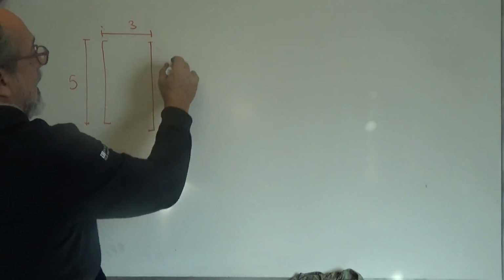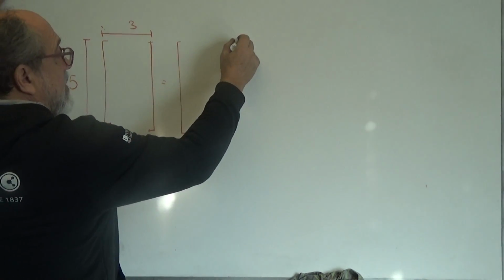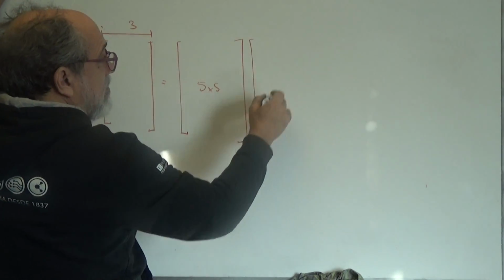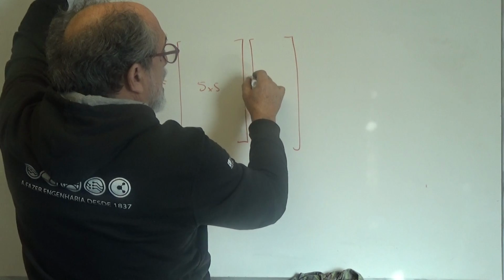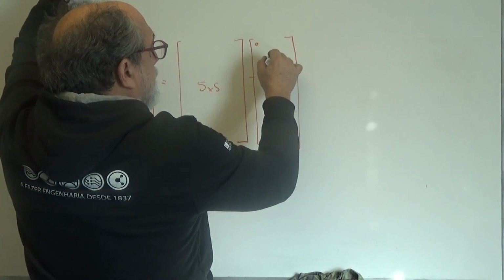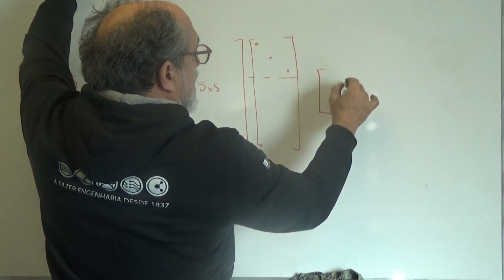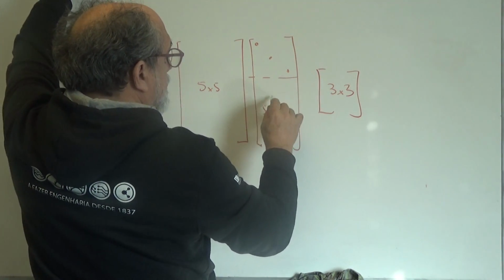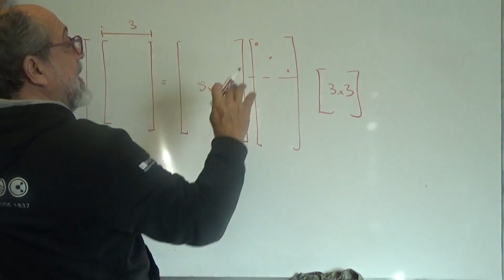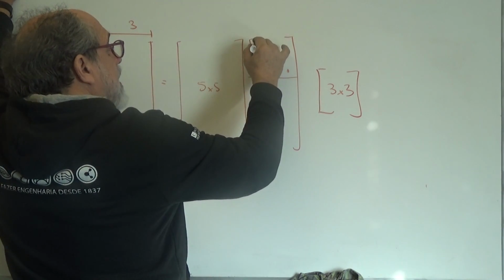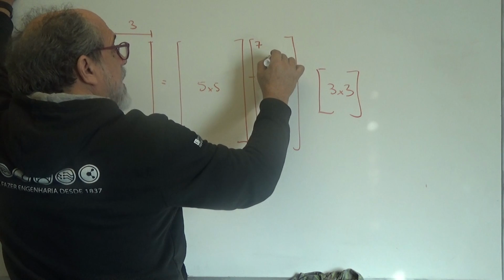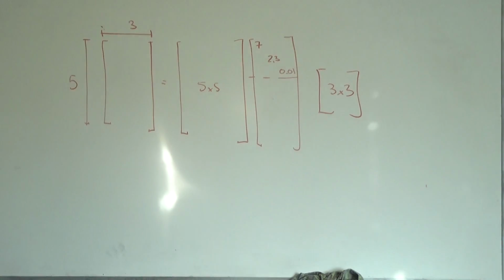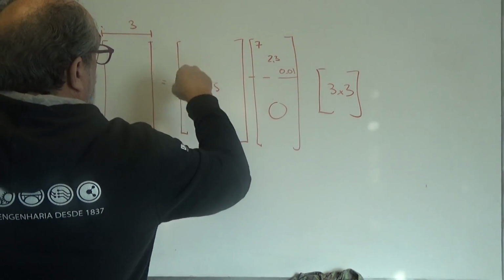Okay? And so what we'll get is a 5 by 5, right? Multiplied by a 5 by 3. Multiplied by a 3 by 3, right? Now, let's say that this singular value was 7, this was 2.3, and let's say that this was 0.01. This, of course, is 0, and this is full of numbers.